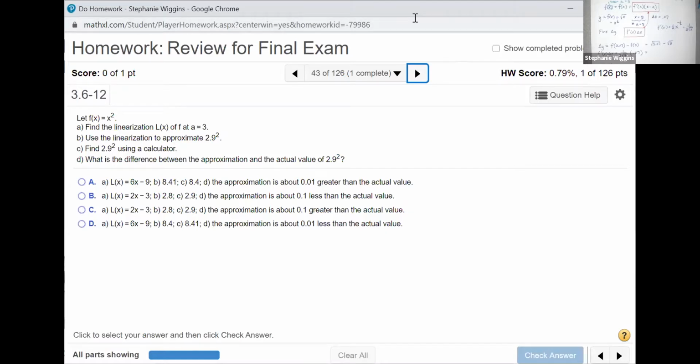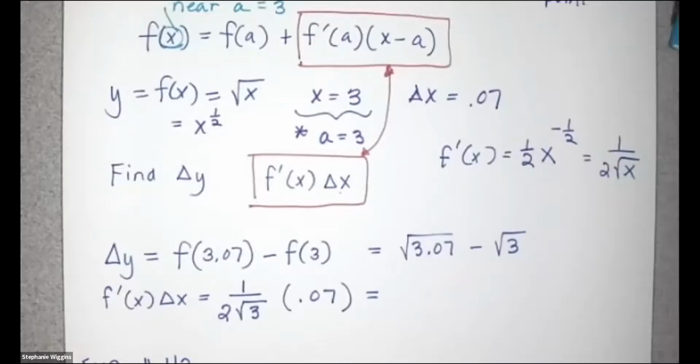So A equals 3. And you want to use the linearization to approximate 2.9 squared. So you want to approximate, I'm writing this all down so I can do the problem for you, 2.9 squared. And then you want to use your calculator, and then what is the difference between the approximation and the actual value? Okay, so that's A, B, C, and D.